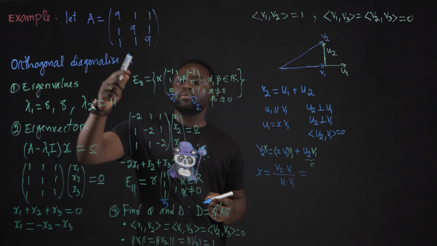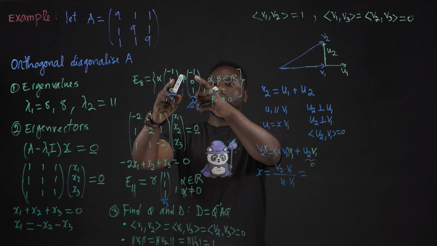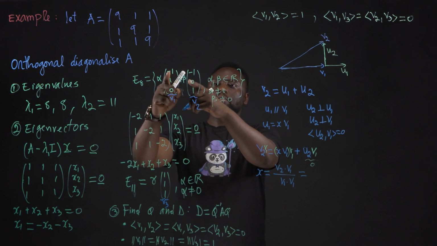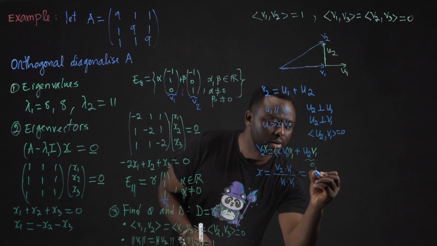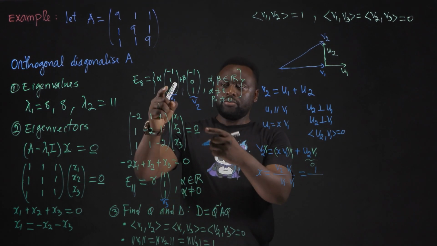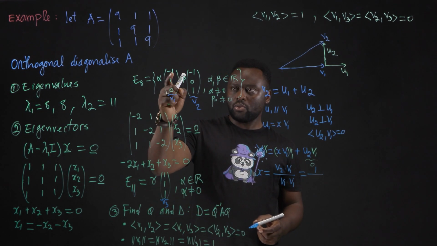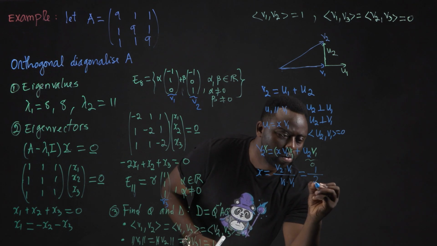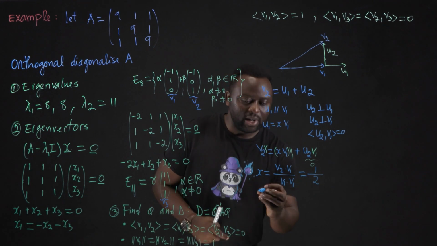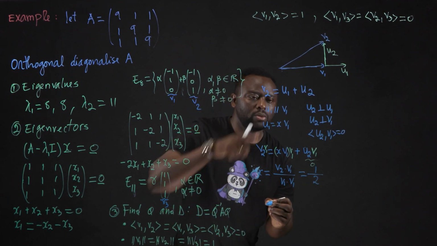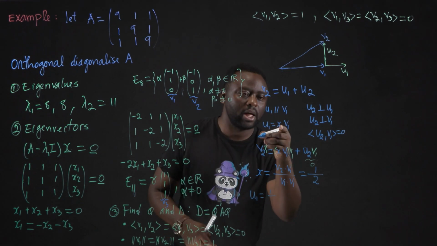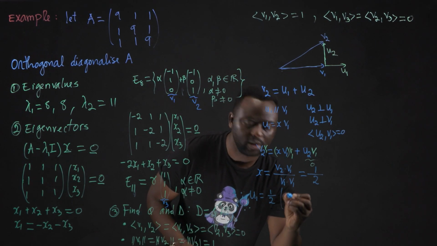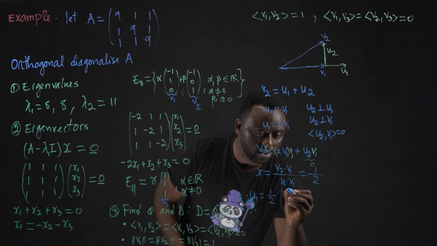So if we take the product of V2 times V1, this is minus 1 times minus 1 is 1, 0, 0. So this is 1 over V1 times V1, which is 1 plus 1, this is 2. All right, we know that U1 is equal X V1, this is half of V1. V1 is minus 1, 1, 0.